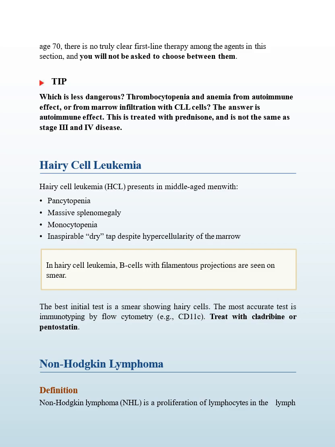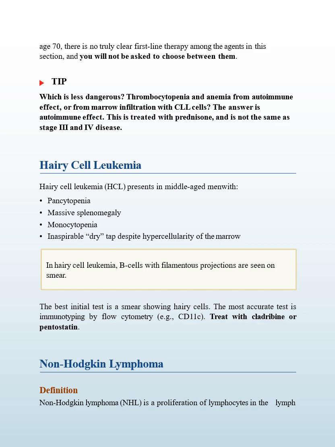There is a clinical tip here which states that in hairy cell leukemia, B cells with filamentous projections are seen on smear. The best initial test is a smear which shows hairy cells. The most accurate test is immunotyping with flow cytometry, and this type of leukemia is treated with cladribine or pentostatin.